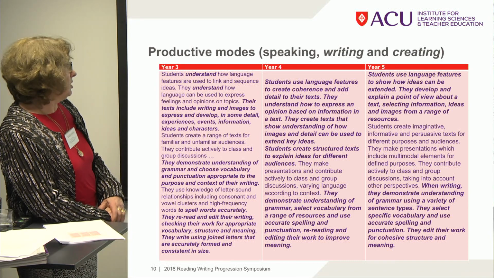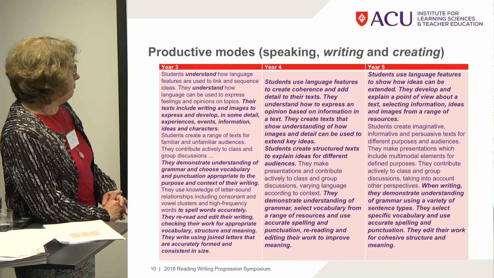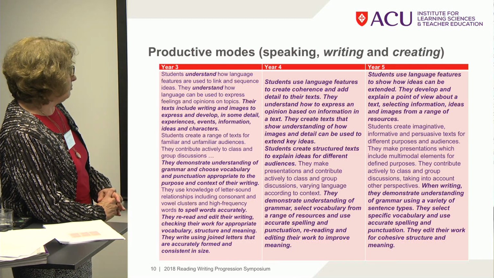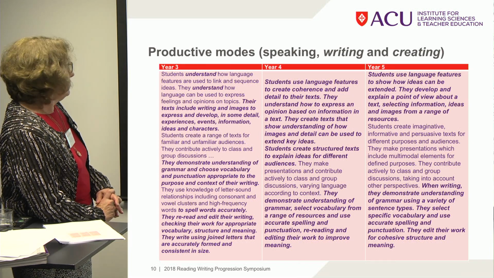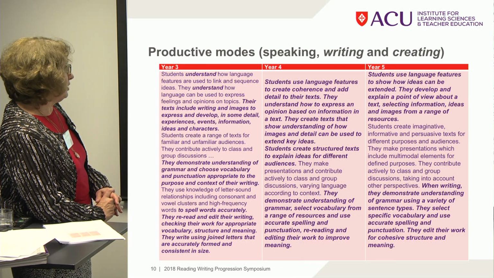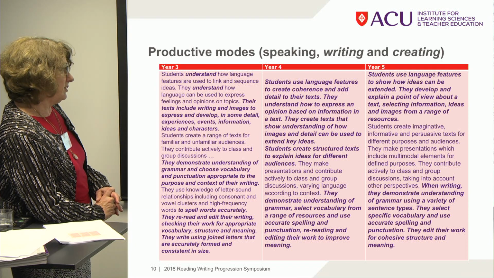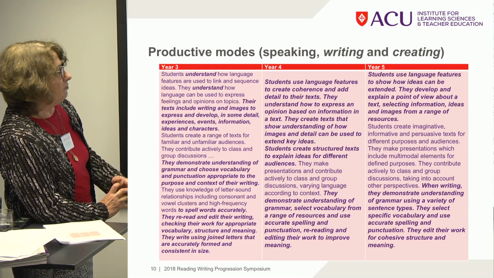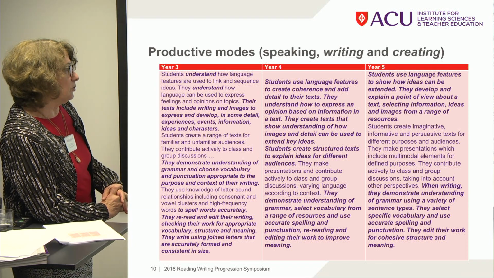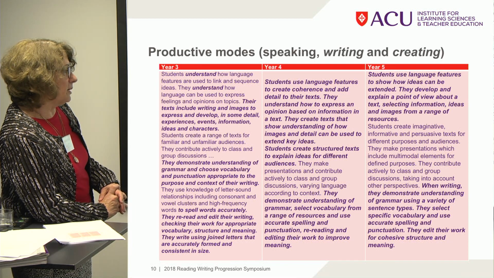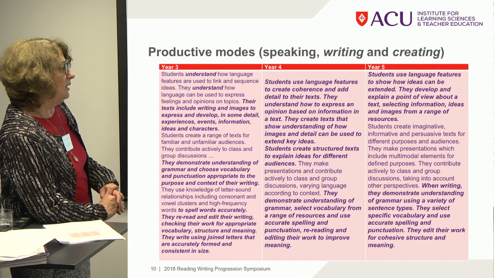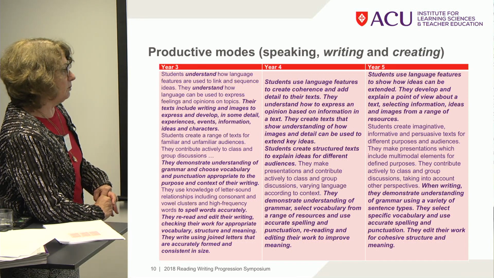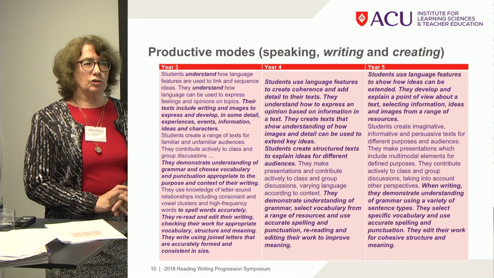So by the time you get down here, you've got students rereading and editing their work for appropriate vocabulary, structure and meaning, and they can write. We've got handwriting in year 3. They write using joined letters that are accurately formed and consistent in size. When we get to year 5, when writing, they demonstrate understanding of grammar, a variety of sentence types. They select specific vocabulary and use accurate spelling and punctuation. And they have cohesive structure and meaning.